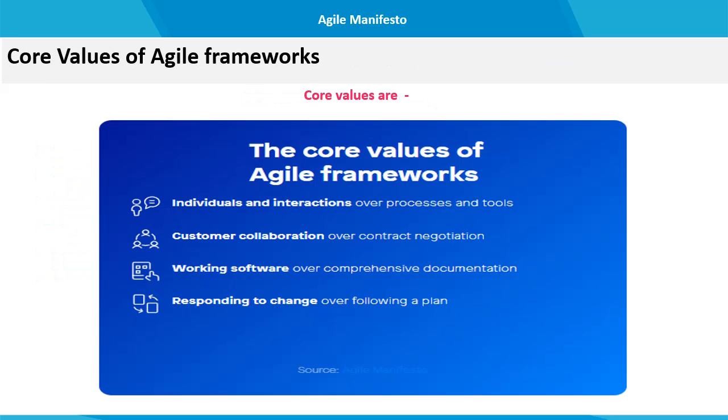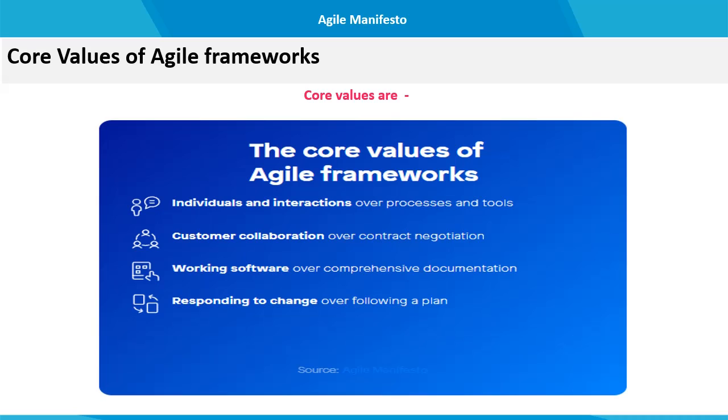Now come to the core values of the Agile framework. There are 4 core values of the Agile framework. First, individuals and interactions are preferred over process and tools. Second, working software is preferred over comprehensive documentation. Third, customer collaboration is preferred over contract negotiations. Fourth, responding to change is preferred over following a plan.